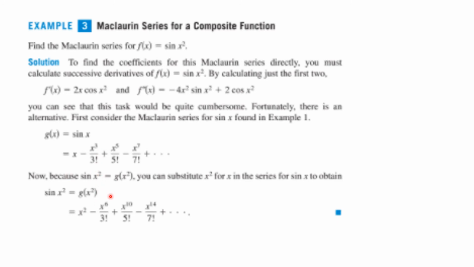x cubed over 3 factorial becomes x to the 6th over 3 factorial. Instead of x to the 5 over 5 factorial, that becomes x to the 10 over 5 factorial. Instead of x to the 7th, that is x to the 14th over 7 factorial plus ... Pretty cool, huh? A significant improvement in efficiency and getting to the correct answers much more efficiently by using composition of functions.